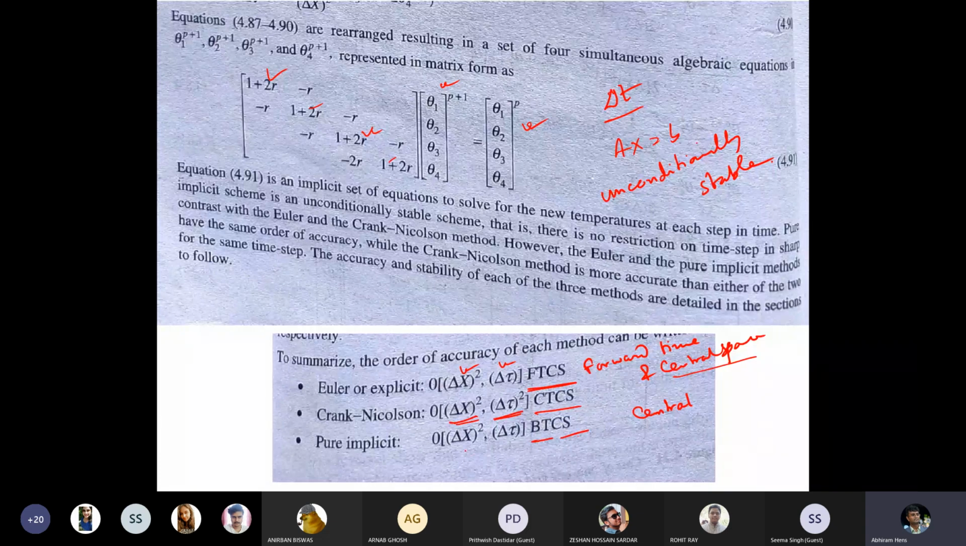So here, in terms of space, with delta x square, all three are second order accurate. In terms of time, the pure implicit and pure explicit are first order accurate in delta t, but Crank-Nicholson is second order accurate. So since accuracy is more in case of Crank-Nicholson, many times it is the method of preference. But again, if you like to write your code, then only the first Euler method will be advantageous for you.